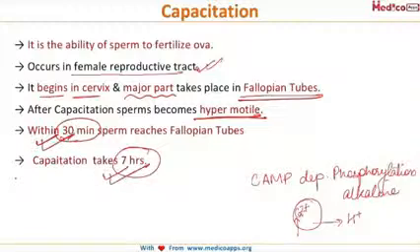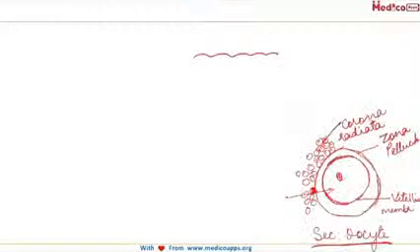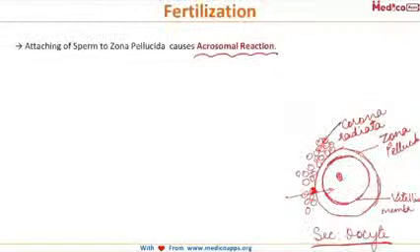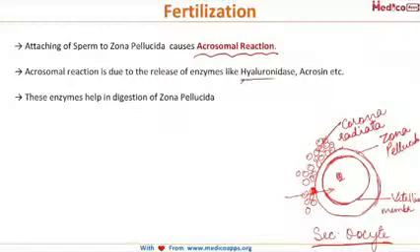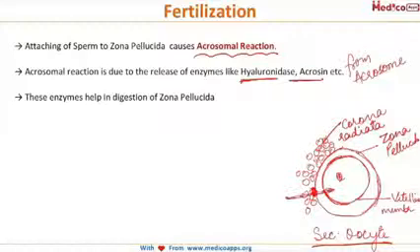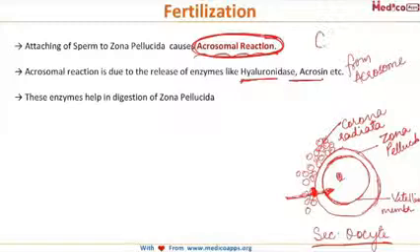Now, once the sperms have become capable of fertilizing the ova, they go and attach to the zona pellucida of the secondary oocyte. This causes the release of hydrolytic enzymes like hyaluronidase and acrosin from the acrosome of the sperm, and these enzymes cause lysis of the zona pellucida, allowing the entry of the sperm into the secondary oocyte. And this entire process is called acrosomal reaction. Again, the ion responsible for this is calcium ion.